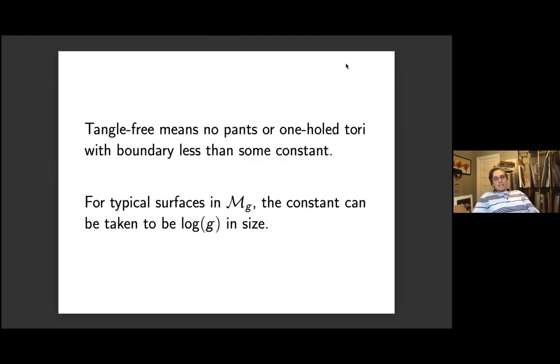So the precise definition of tangle-free is easy. It means no pants or one-hole tori with boundary less than some constant. And for typical surfaces, the constant can be taken to be very large. So what we get is that typical surfaces in M_G, for the subsurfaces we care about, have very few geodesics that aren't simple.